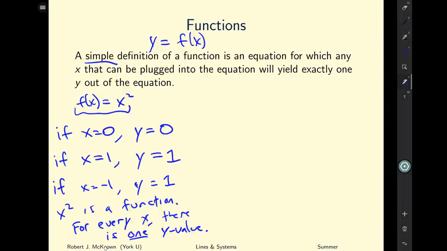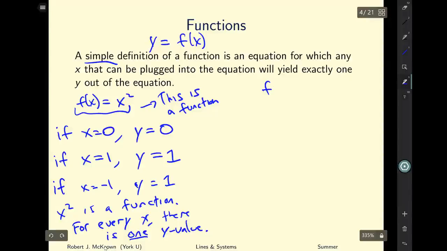Now I haven't proved it, but if you want, you can go home and put any number you want into that, and you're only going to get one y value. Whatever number you put into that function, you're going to get only one y value. In fact, that's what makes it a function. Let me show you an example of something that is not a function. So this is a function.